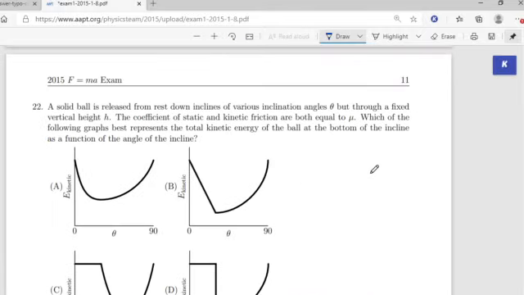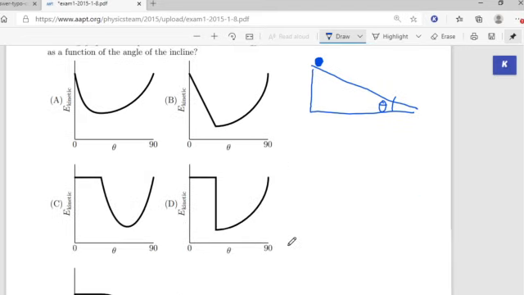Okay, let's see. A solid ball is released from rest down inclines at various inclination angles, theta. The coefficient of static and kinetic friction on the ball equals mu. Which graph best represents the total kinetic energy of the ball at the bottom of the incline as a function of the angle of the incline? Interesting.